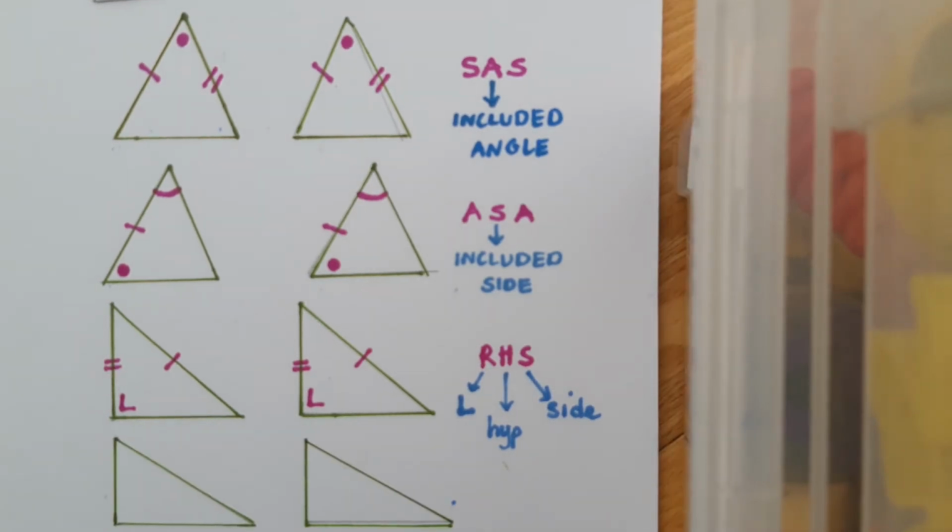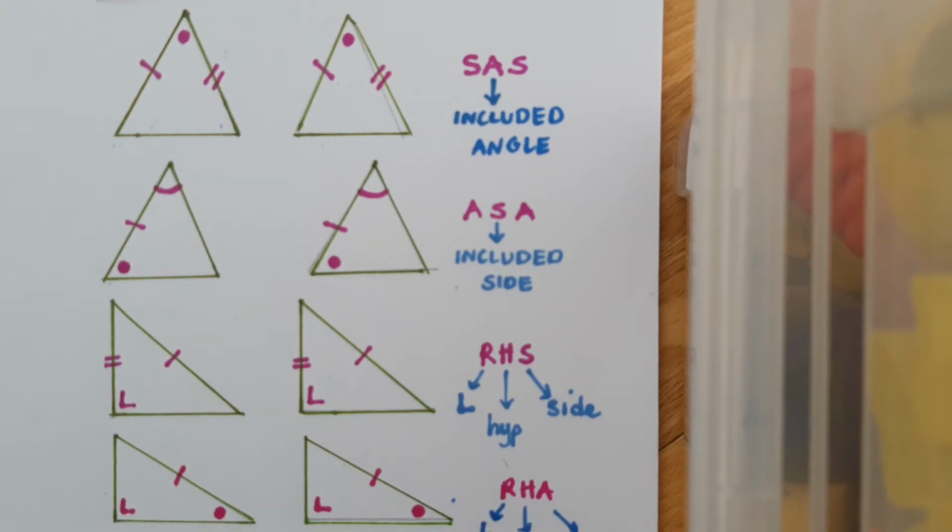And if you remember your constructions well, there's actually one other way that we could construct right angle triangles, and that was right angle, hypotenuse, angle. And so in this case, I can also use RHA as a way of identifying congruent triangles. Note in this case, the angle does not need to be the included angle, and the side does not need to be the included side.